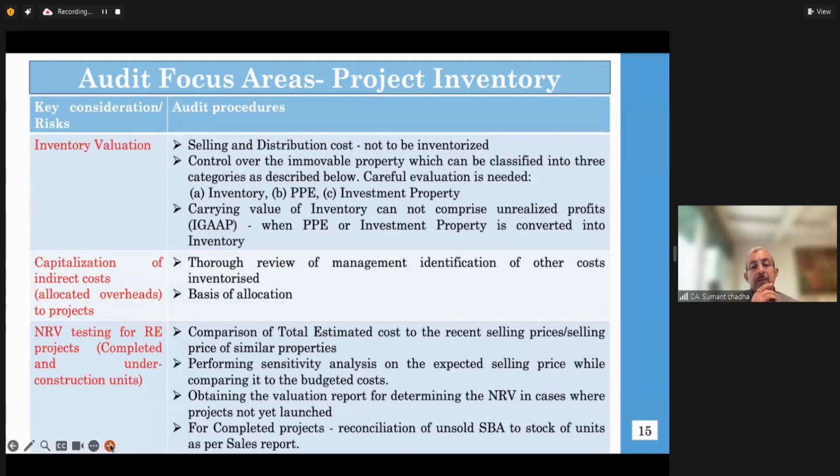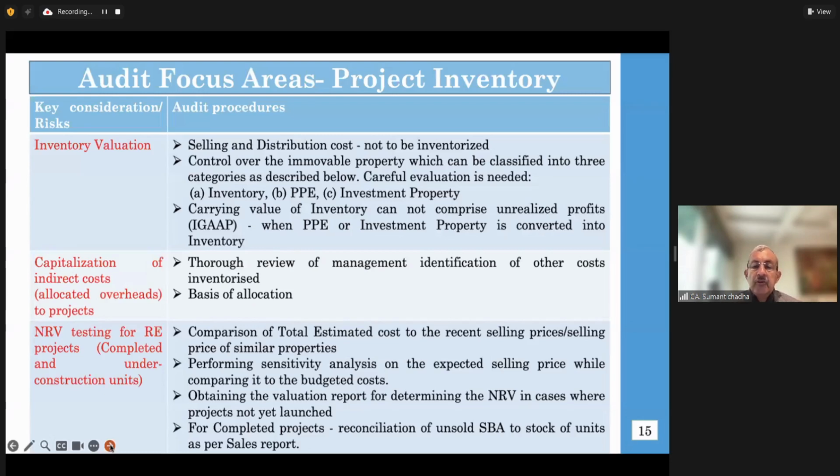Inventory valuation. I may have inventory at purchase price, property, plant and equipment, inventory, investment property, carrying value. All these have different connotations. Carrying value of inventory cannot comprise unrealized profits under IGAAP, whereas property, plant and equipment or investment property may be converted into inventory. So when inventory is converted into fixed assets, there cannot be any unrealized profit. That has to be totally sieved off and accounted for or de-accounted for, I might say.